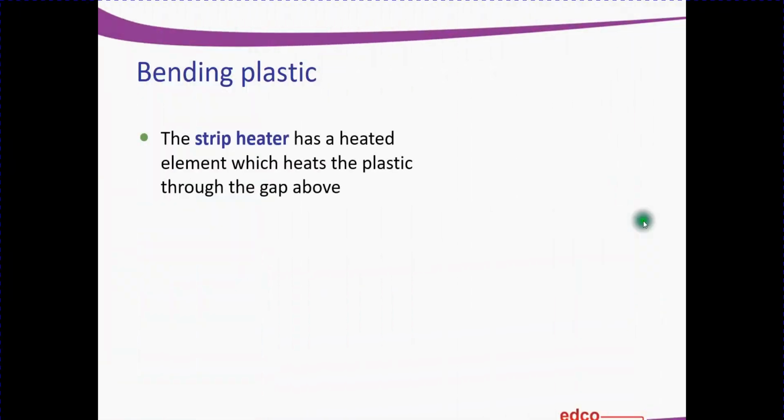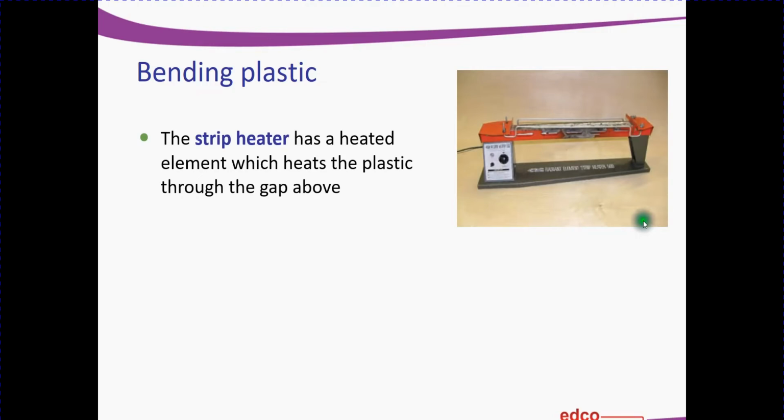When we're bending plastics, we need to use a strip heater. So in the photograph here, we have a diagram of a strip heater, what it looks like. There is a gap in the strip heater where a wire passes through. This wire gets warm, and it heats up and softens the plastic along the line on which you want to bend.